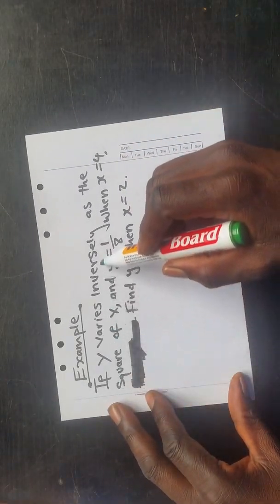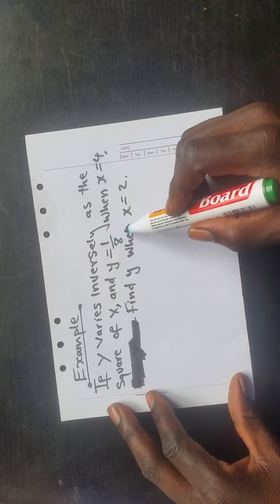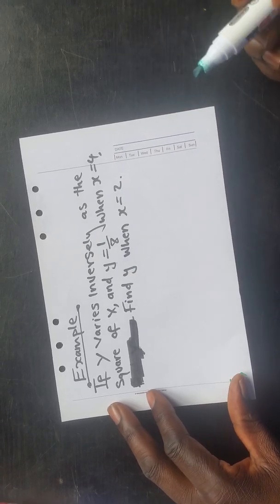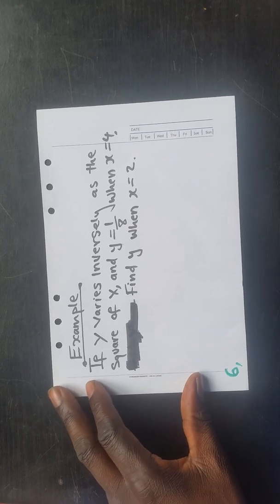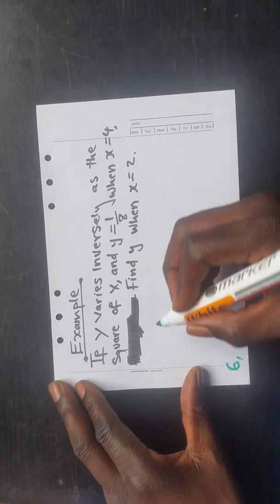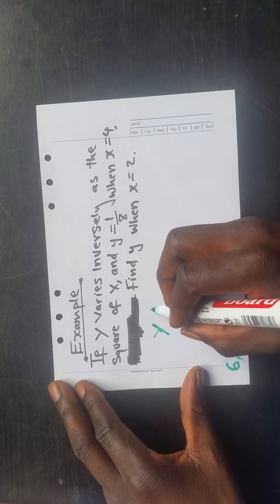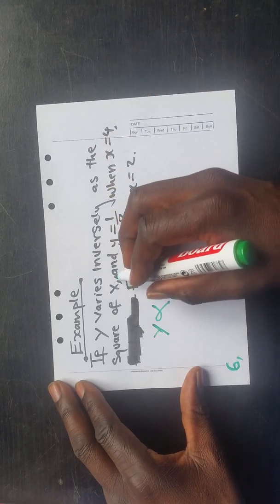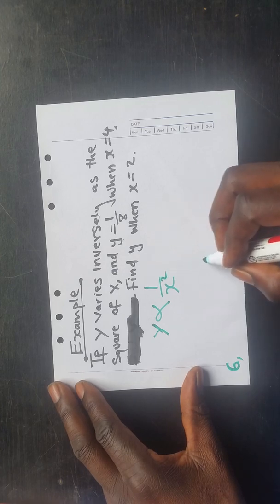If y varies inversely as the square of x and y is equal to 1 over 8 when x is equal to 4, find y when x is equal to 2. So our first step is going to be to find, first of all, the variation equation. They are telling us y varies inversely as the square of x, as 1 over x squared.